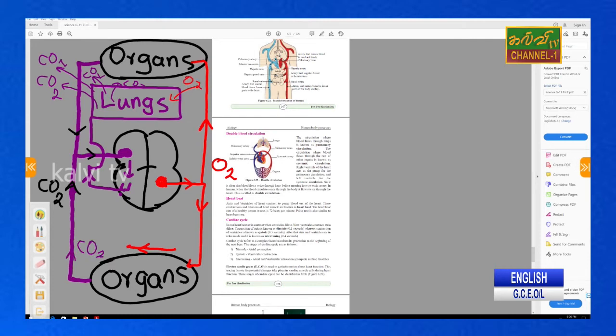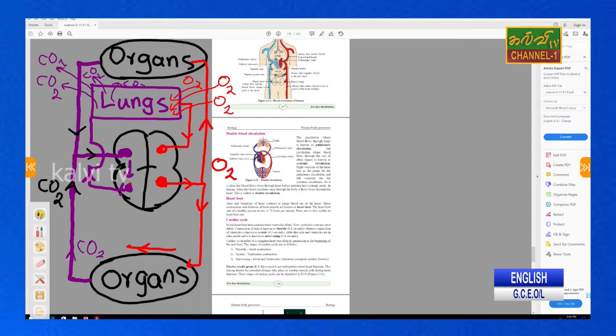At the same time, the oxygen gas from the atmosphere is reached by our inhale action. When we inhale, the pulmonary veins carry the oxygen from the lungs. Pulmonary veins carry it from the lungs.